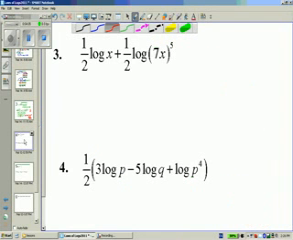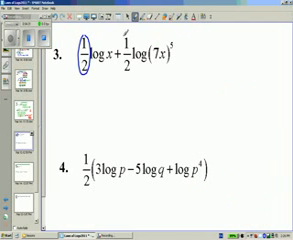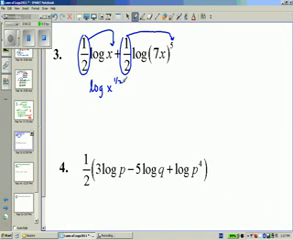Okay, let's see what we have next here. All right, let's do a couple more. At any time, if you think you're ready to practice, just go ahead and pause this and practice, and then you can come check with my work. So once again, I'm going to get these 1/2s inside here. So that's going to give me log x to the 1/2 plus log 7x to the 5th to the 1/2.